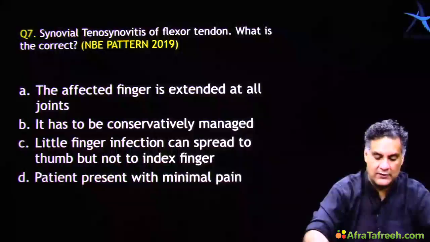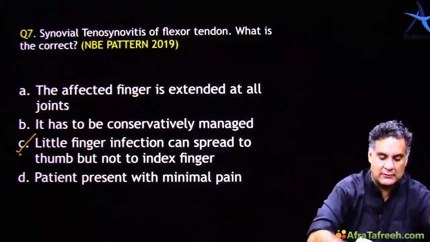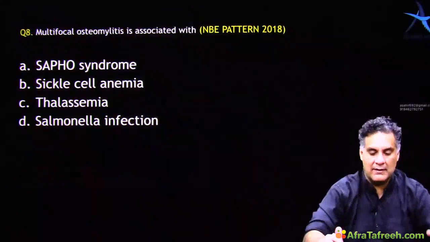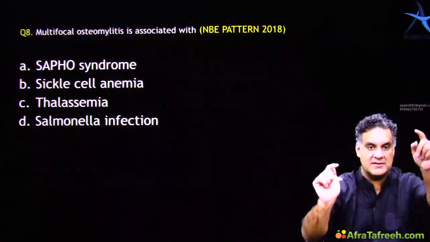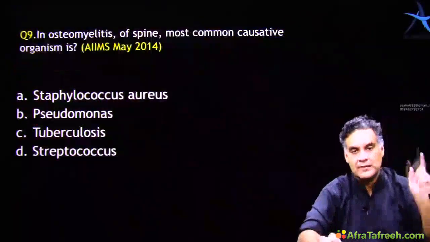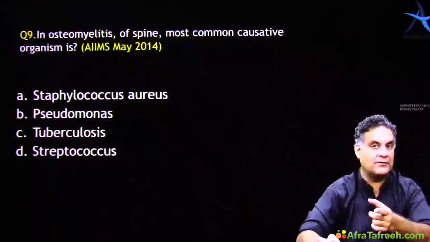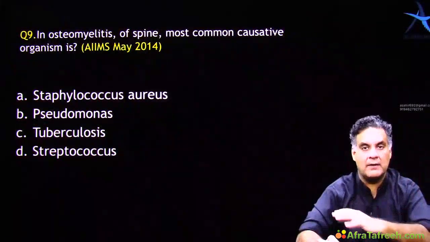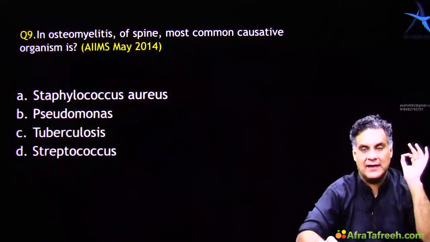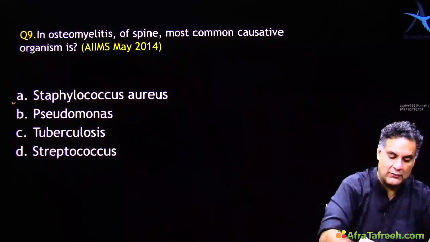This is what I discussed with you, that the little finger can spread to the thumb but not to the index finger. This is true about tenosynovitis. Multifocal osteomyelitis, here you have both the options, SAPHO syndrome and sickle cell, and I told you that you will choose SAPHO syndrome. And in osteomyelitis of spine, the most common organism, remember, in cases of any bone in the body, the king of orthopedics is Staphylococcus aureus.